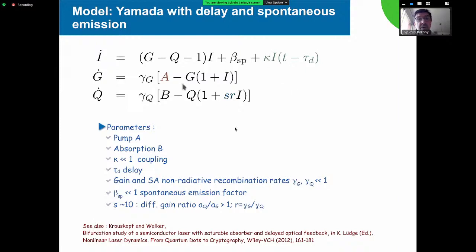So the main control parameters that we have for this system are the pump A and the delay tau, and indeed also the feedback strength kappa, which maybe I didn't mention, but it's quite low in this system. So the external cavity we use has a very low finesse. So there are a lot of losses, in fact, in the external cavity.